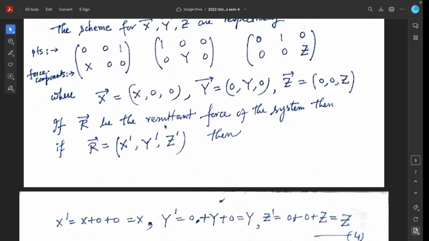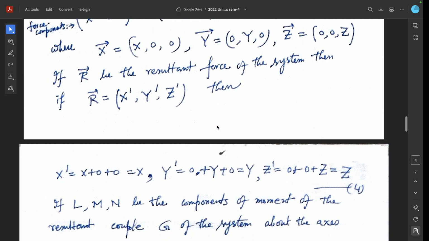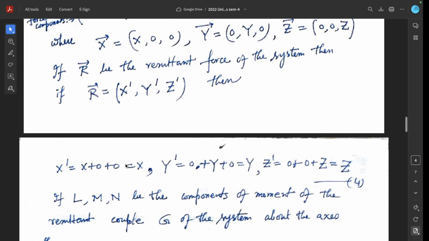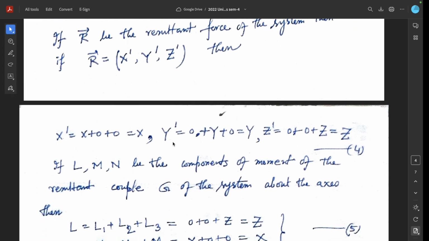And the R vector is the resultant of the force system. Then the R vector equals X dash, Y dash, Z dash, the components parallel to the x-axis, y-axis, z-axis. So X dash equals X plus 0 plus 0, and Y dash equals 0 plus Y plus 0. So actually X dash equals X, Y dash equals Y, Z dash equals Z.